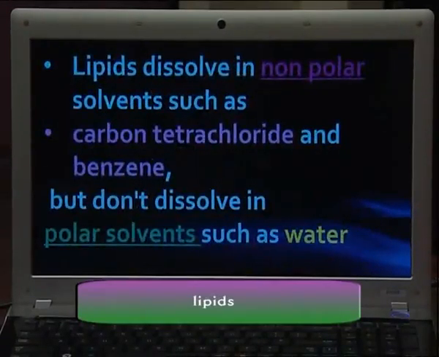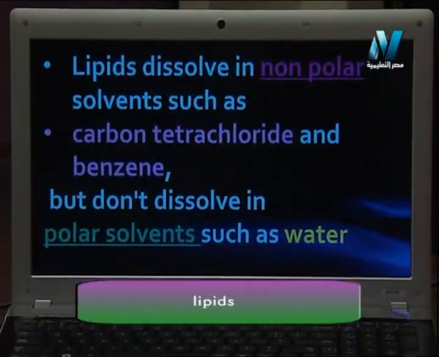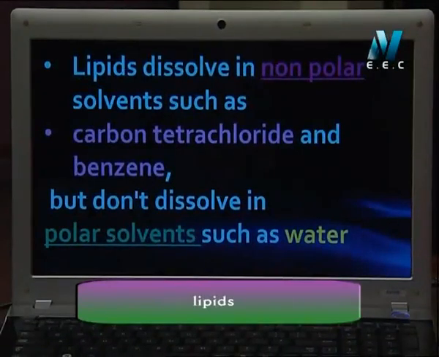Do you think lipids are soluble in water or insoluble in water? Lipids dissolve in non-polar solvents, such as carbon tetrachloride and benzene, but don't dissolve in polar solvents such as water.